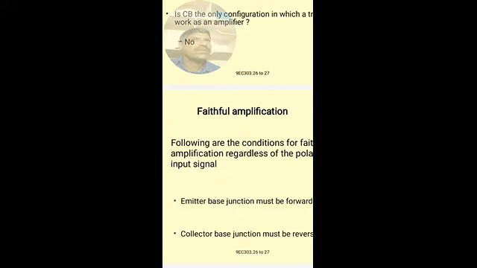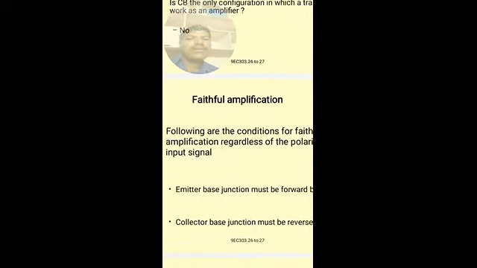So it is not possible to get voltage gain and current gain simultaneously with the CB and CC configurations, but current and voltage gains both are possible with the CE configuration. Hence it is the widely used configuration. CE is the widely used configuration among the three configurations: CB, CE and CC.